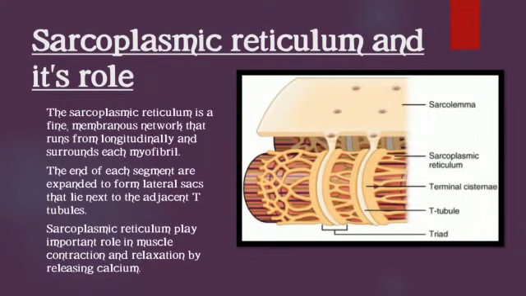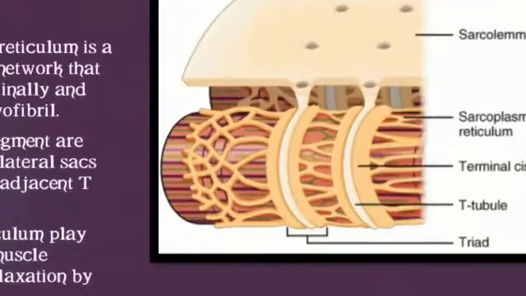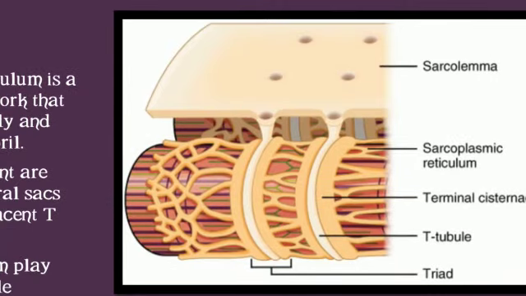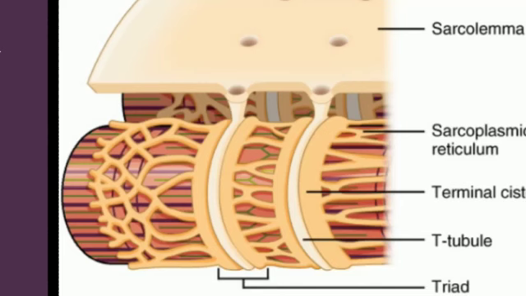Now come towards the sarcoplasmic reticulum and its function. The sarcoplasmic reticulum is basically a modification of the endoplasmic reticulum. It is a fine membranous network that runs longitudinally and surrounds each myofibril. The sarcoplasmic reticulum basically secretes calcium ions in the cytosol, so it plays an important role in muscle contraction and relaxation.